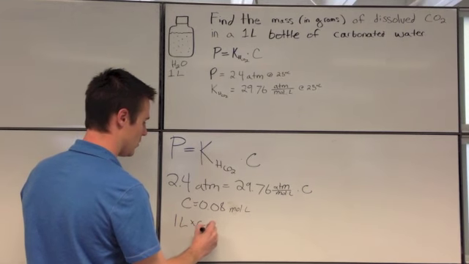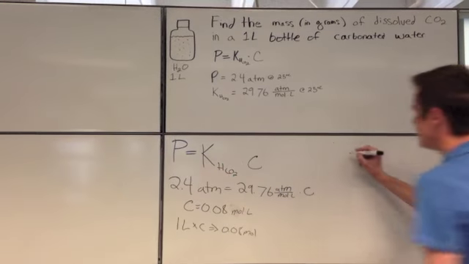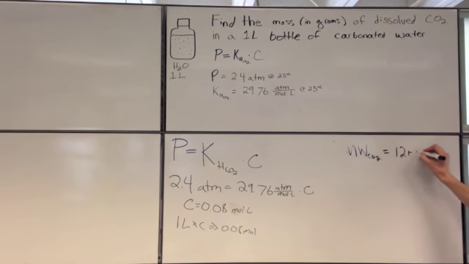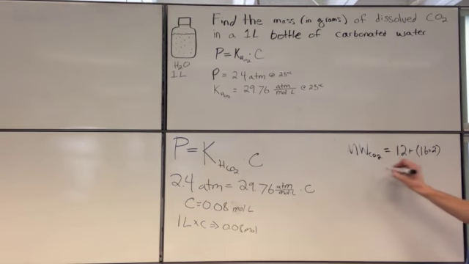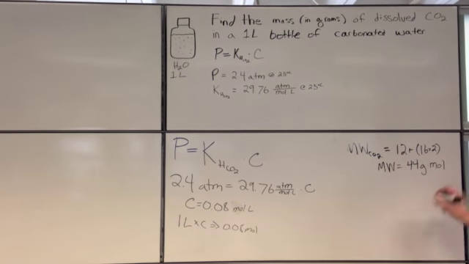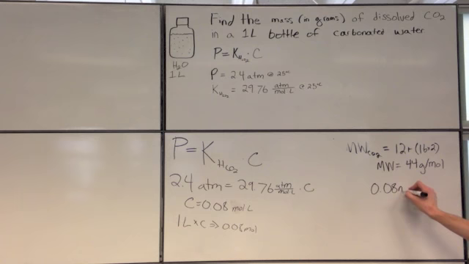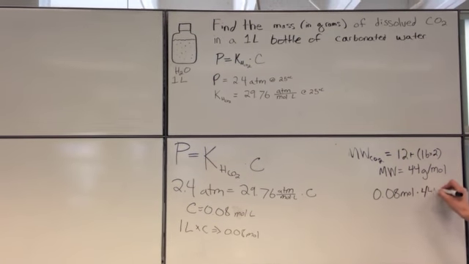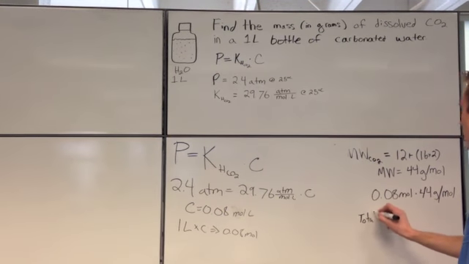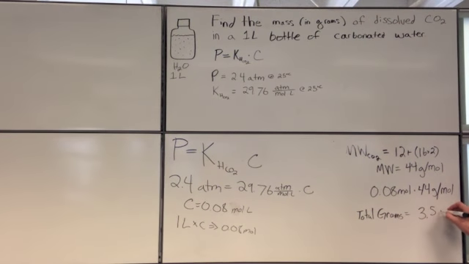We know that we have 1 liter of solution. This times the concentration will give us 0.08 total moles of carbon dioxide in the 1 liter water. We're now going to find the molecular weight of carbon dioxide, which is 12 plus 16 times 2 for carbon and the 2 oxygen, giving us a total molecular weight of the carbon dioxide of 44 grams per mole. Now taking this value times the 0.08 moles in the water, we get the total grams of the carbon dioxide in the water equals 3.5 grams.